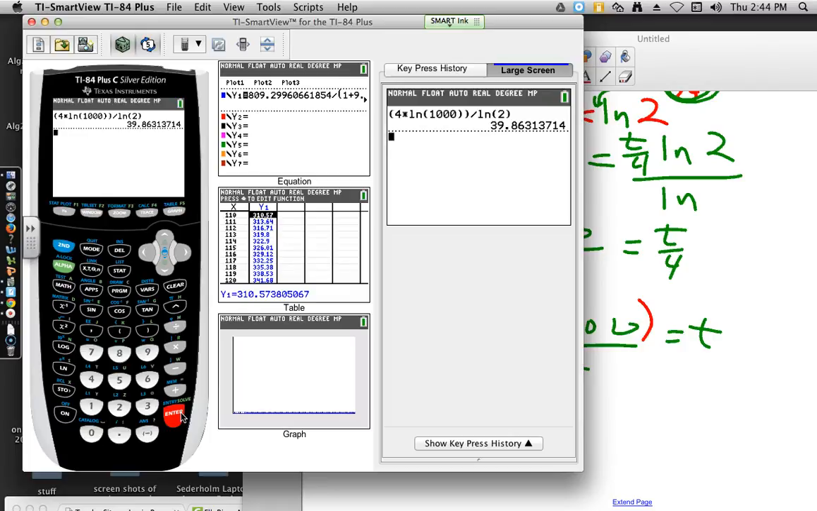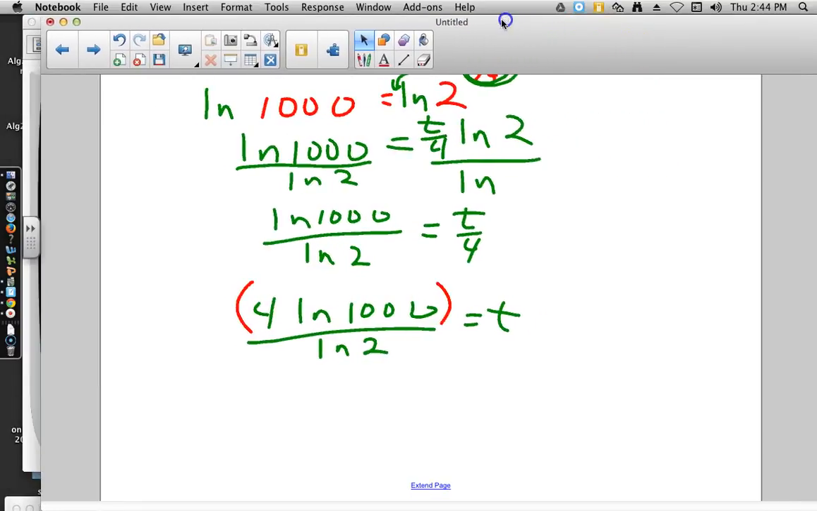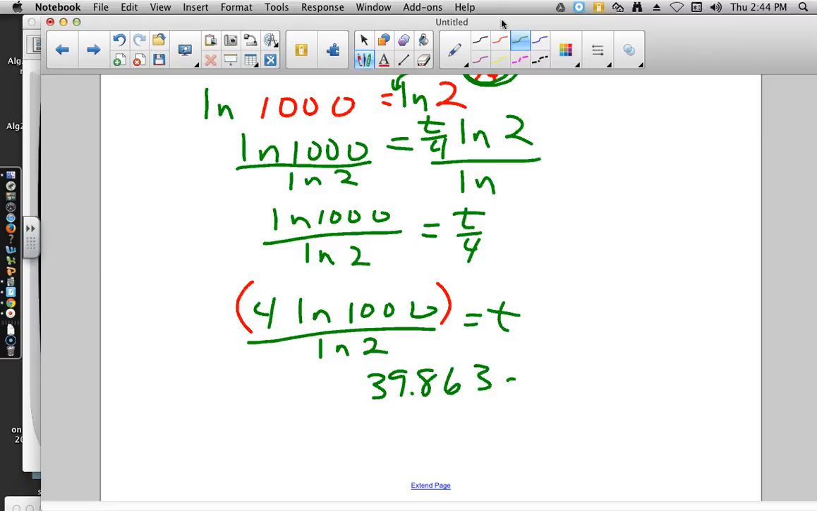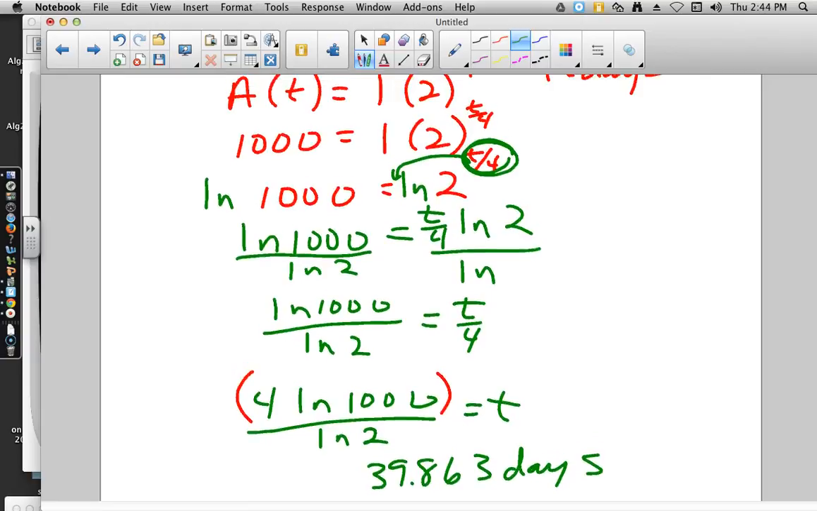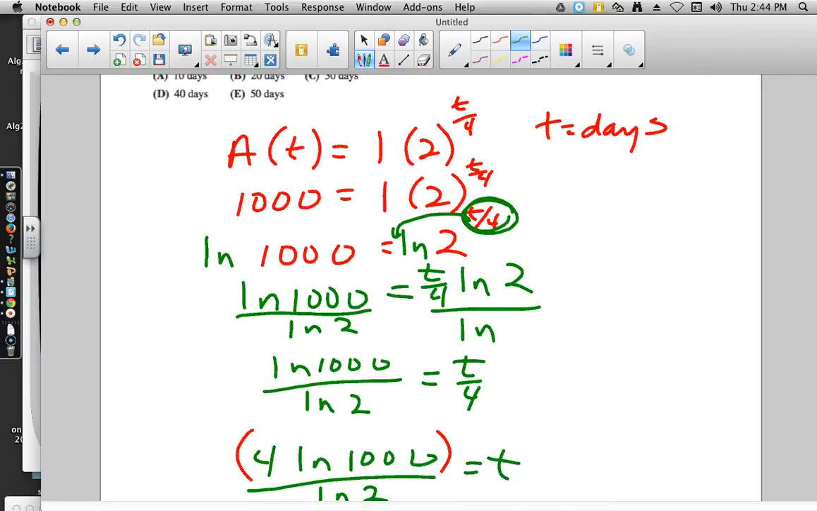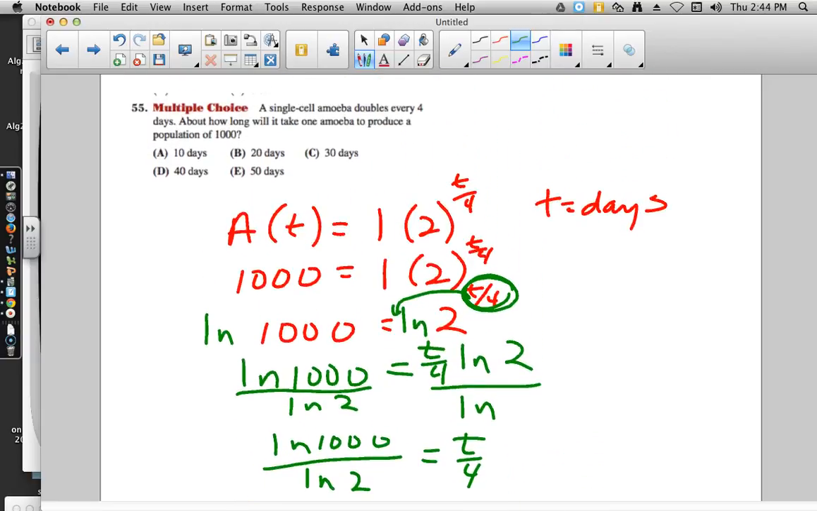So we get this, and then we would go ahead and round it. We've got 39.863 days. So we could certainly round that to about 40, and this one just happened to be multiple choice, and 40 is one of those choices. Get back up here. Problem. And that is D. It is approximately 40.